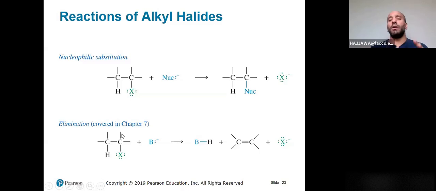Next, we will be talking about those two types of nucleophilic substitution, SN1 and SN2.